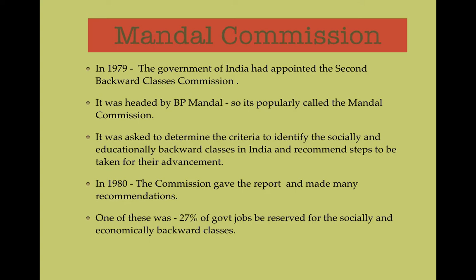In 1980 the Mandal Commission submitted the report. Within one year, after all their study, in 1980 the Mandal Commission submitted all their recommendations. And out of these, of course there were many recommendations, and one of the recommendations was giving 27% of reservation to the socially and economically backward classes in all government jobs.